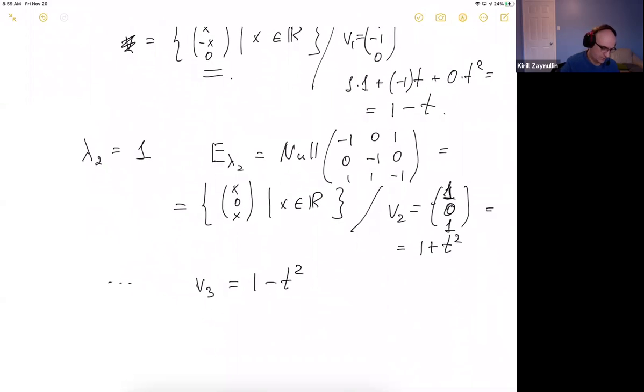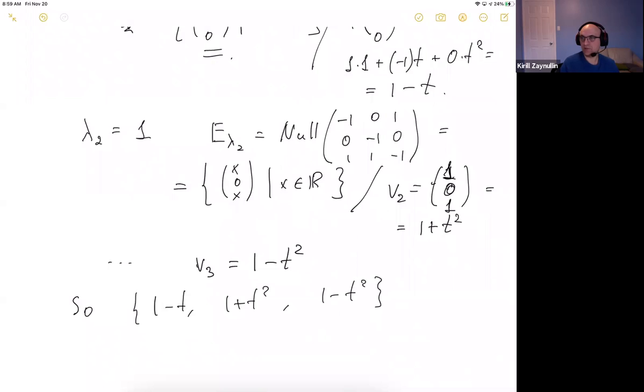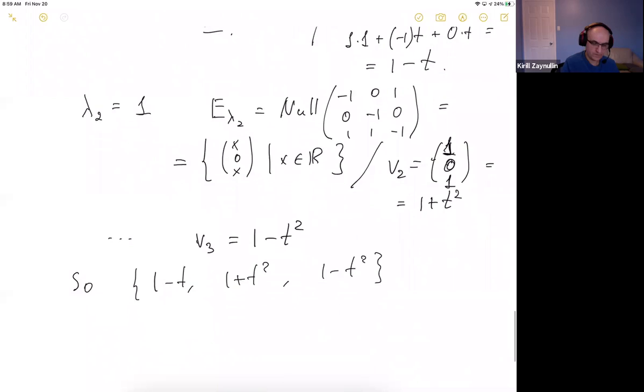So the answer is 1 minus t, 1 plus t squared, and 1 minus t squared is the collection of basis vectors for each of those eigenspaces, right? By the way, from this expression, you can immediately deduce the answer to the last question.